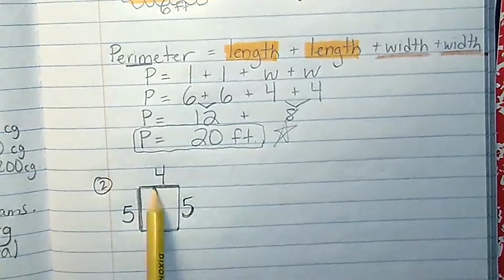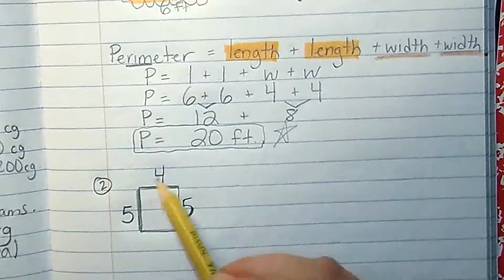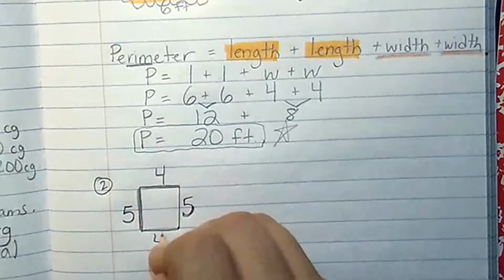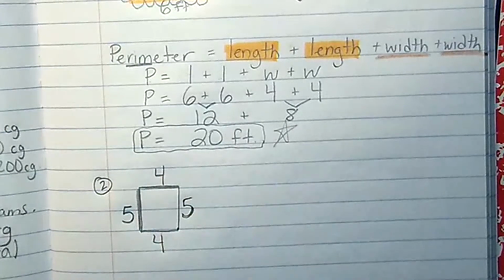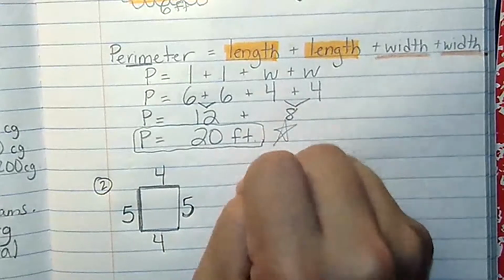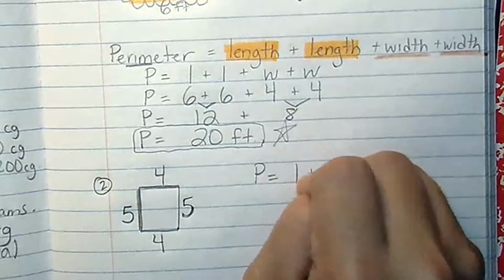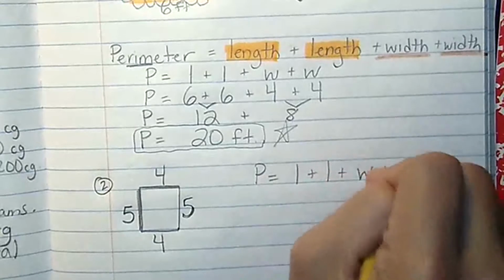If the top is 4, which side is across from the 4? The bottom. Now I'm going to write my formula. You're going to write this every time. Perimeter equals length plus width plus width.